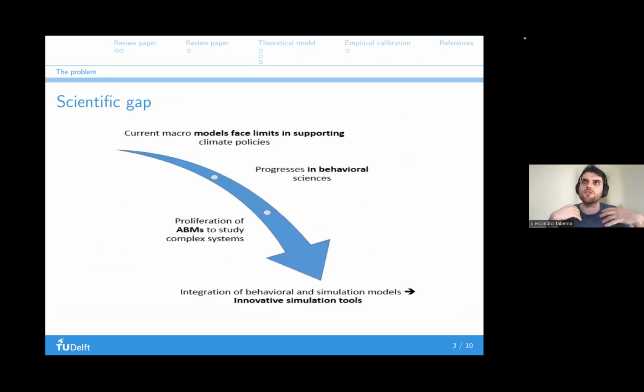Of course, for appropriate policy making, we need tools that are able to compare damages and benefits of different policies, and hence accurate damage assessments are crucial. However, the current tools employed in policy making face several limits. But at the same time, there has been huge progress in behavioral and computational science that provides us tools to study the problem from a different angle, such as the employment of agent-based models.